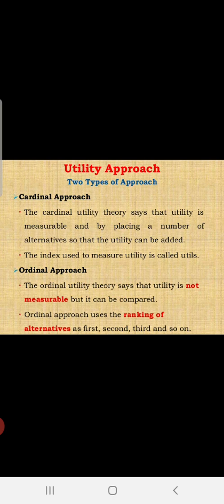Okay, what is cardinal? It means utility is the cardinal approach. Here Dr. Alfred Marshall assumed that utility is the cardinal approach. Actually, how can you explain your satisfaction in numbers, guys?